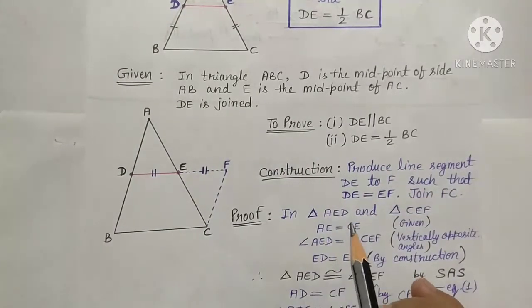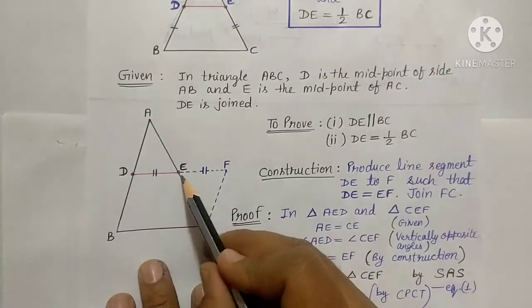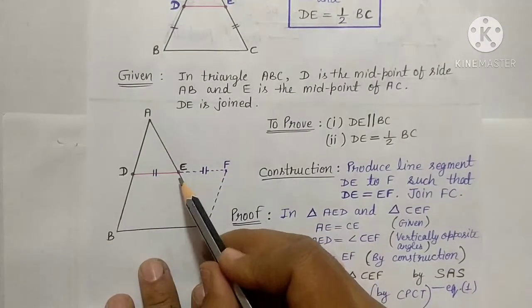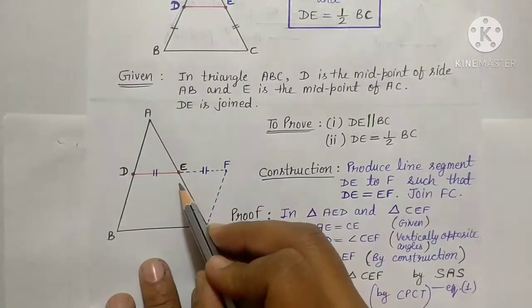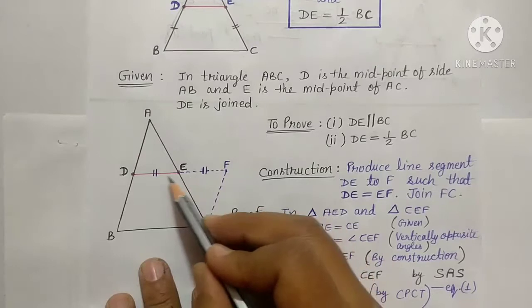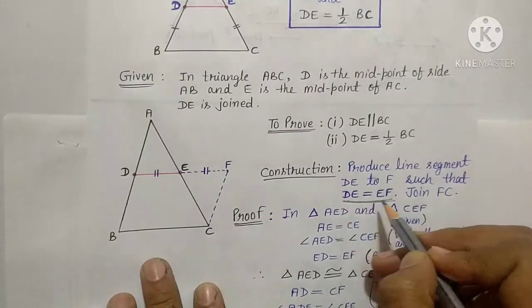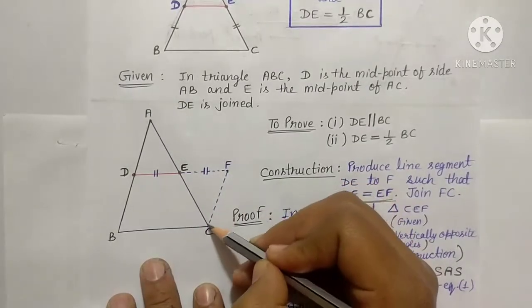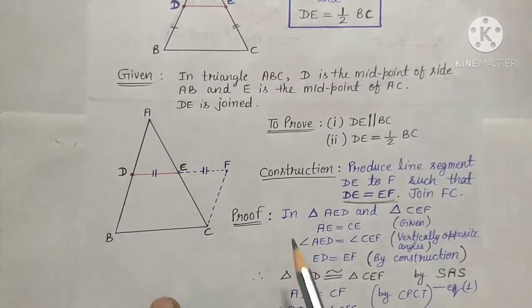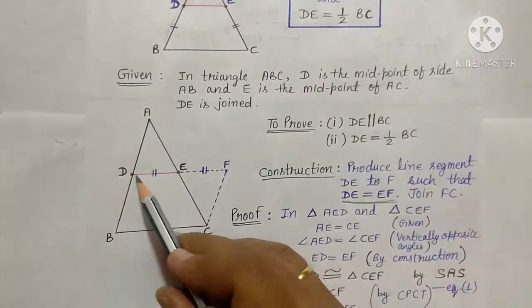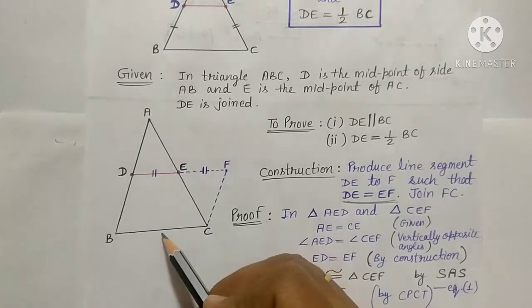So we have to do some construction. We have produced the line DE to point F, or we can say we have extended DE till point F, in such a way that DE becomes equal to EF. In this way we have done the construction, and at last we have joined point F to point C with a line. So we got one more triangle here. Now we have to prove that DE is parallel to BC, and that DE is also half of BC.